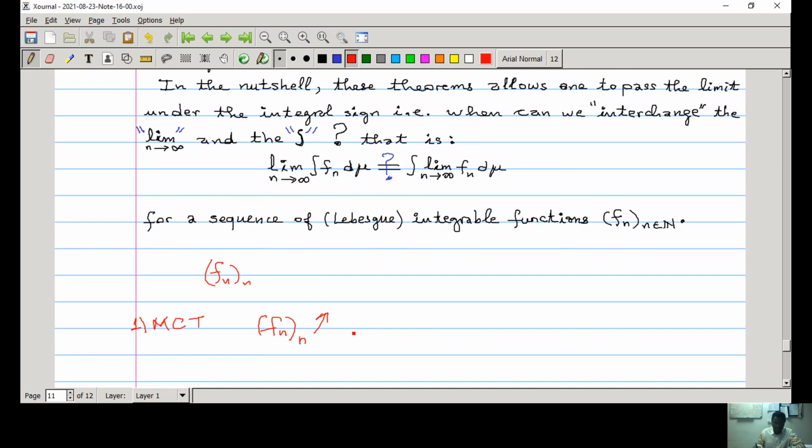It's increasing and it converges to the function f. So f is the limit of all these Fn. Of course, they are integrable because we cannot write that integral if the function is not integrable. You cannot write the integral of Fn if it's not integrable. So all the Fn are integrable functions.